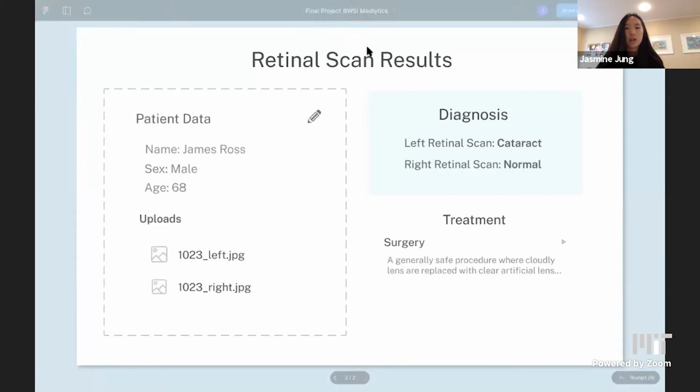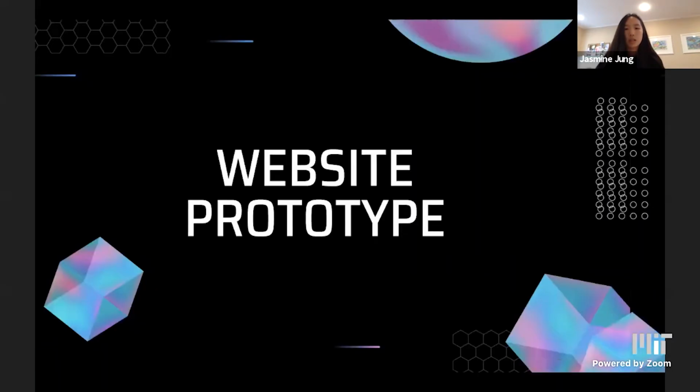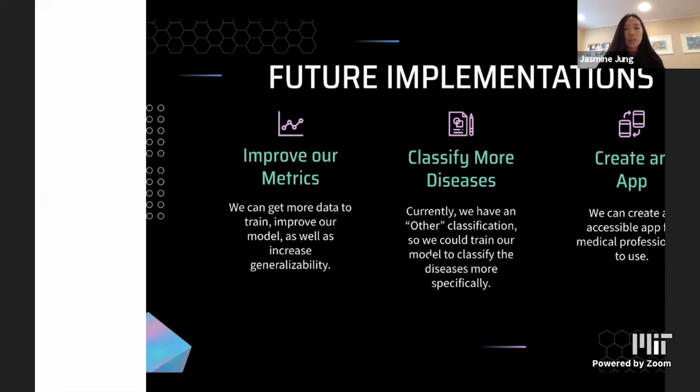So back to our presentation. Next is our future implementations. Our future implementations include improving the metrics and generalizability of our model, and we would also like to add more features and data to train our model for higher accuracy. Next, we would also like to classify more diseases. Currently, we have the other class in which we can add. Finally, we would like to create an app to improve the accessibility of our project for medical professionals.